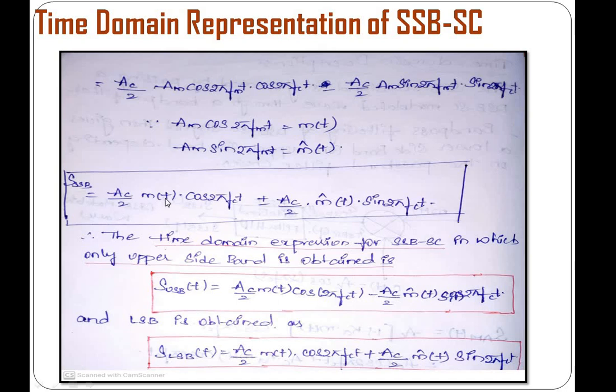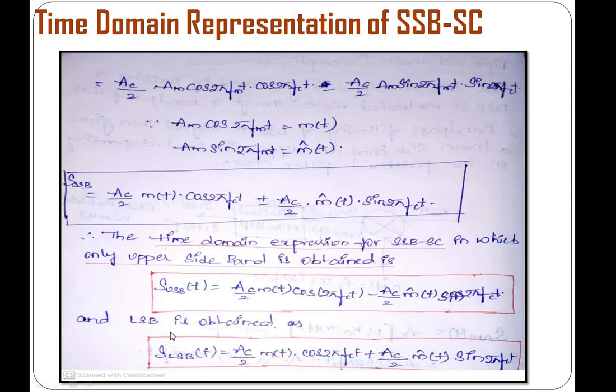So if you are multiplying, I am substituting these values, then the final answer of your single sideband suppressed carrier modulated wave is Ac/2, this is m of t into cos 2πfct plus or minus, then Ac/2, this is given as Am sin 2πfct. I am substituting it as a variable m cap of t into sin 2πfct. This is the time domain representation of your SSB modulated wave.